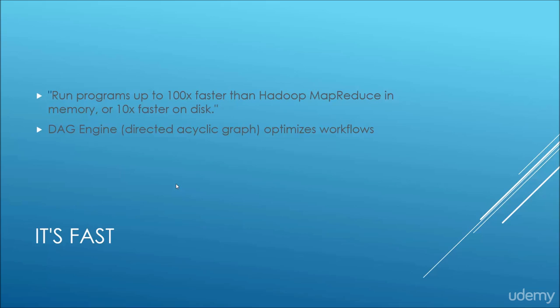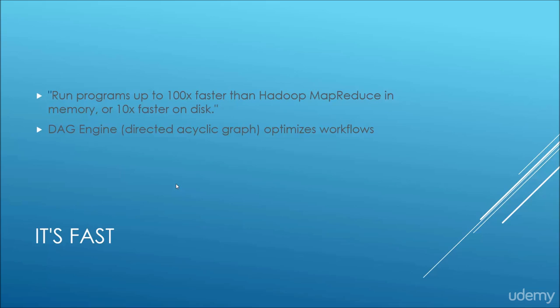Now that's a little bit of hyperbole, to be honest. I mean, that's in a very contrived example. In my own experiments, if you compare some of the same tasks that we run on Spark to the same tasks run using MapReduce, it's not 100 times faster, maybe 2 to 3 times faster, but it's definitely faster. So it definitely has that going for it. And the way that it achieves that performance is by using what it calls a directed acyclic graph engine.